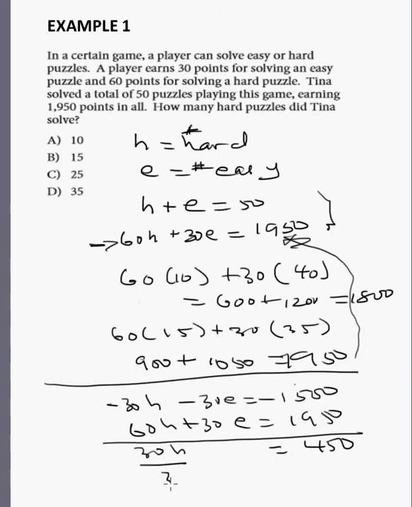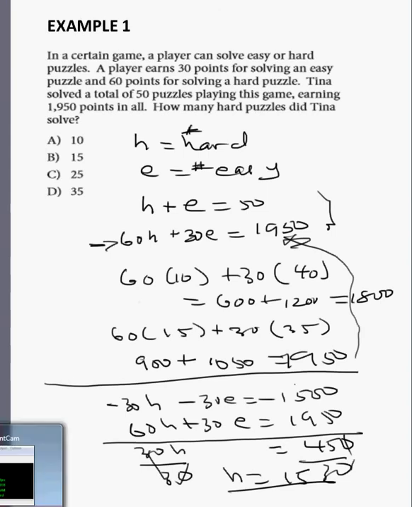So we divide this out by 30, divide this out by 30. So this will cancel that. So H is equal to 15. That is why H is equal to 15. So you can solve this algebraically, you get 15. You can just plug in, you get 15 as well. So you can decide which method you want.